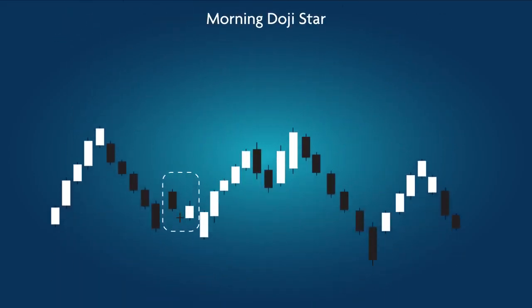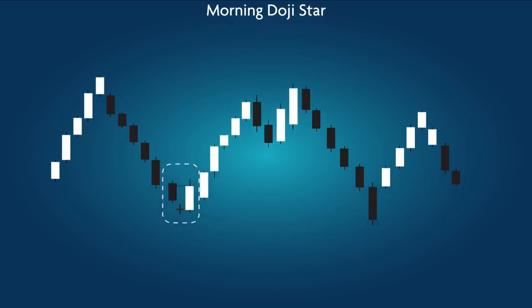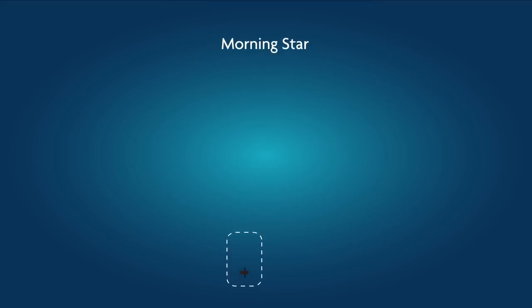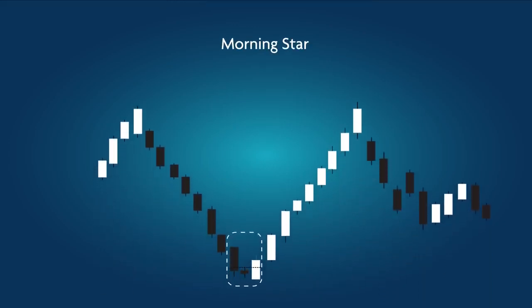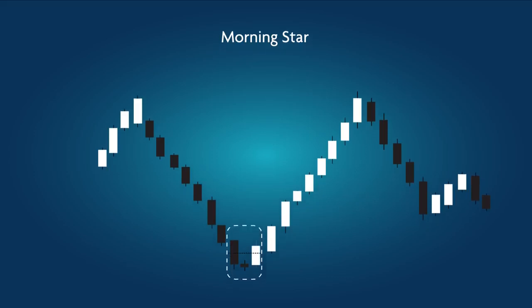Morning doji star, a bullish pattern opposite to that of the evening doji star. Here the doji indicates pattern reversal after the black candle. The clear candle following the doji rises at least halfway above the body of the black candle preceding the doji. Morning star, a bullish pattern opposite to that of the evening star. At its base is a narrow range candle indicating pattern reversal, followed by a clear candle rising at least halfway above the body of the black candle preceding the narrow range candle.